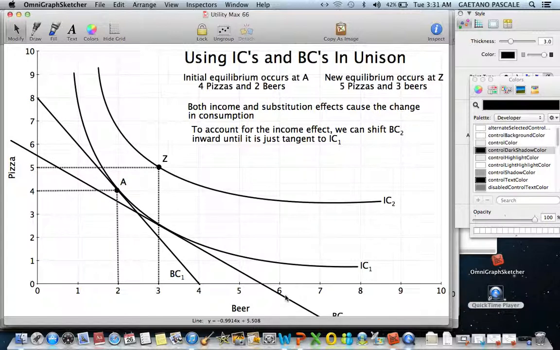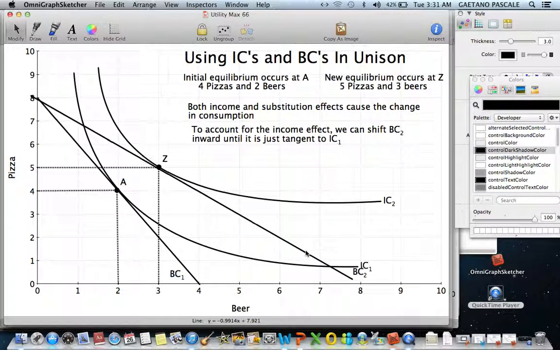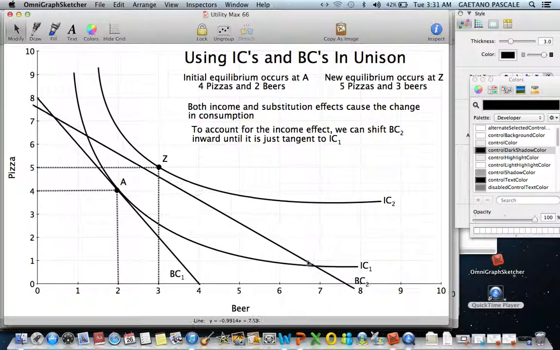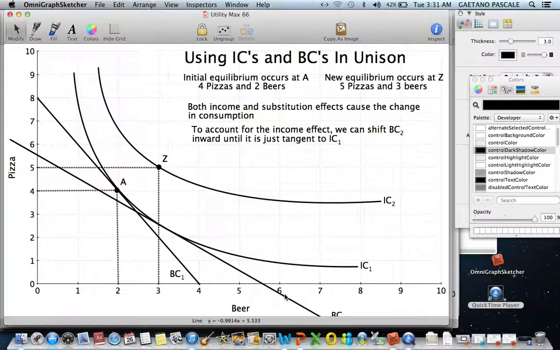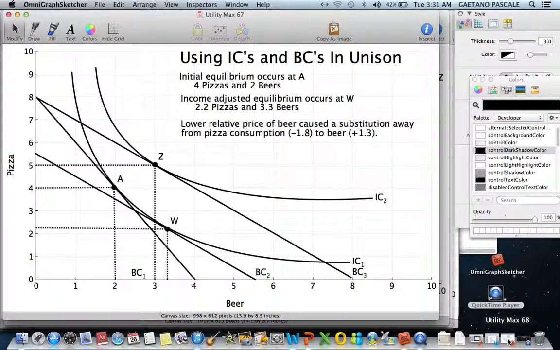Because remember what I told you, if there's an income change, you have a parallel shift of the budget constraint outward from the original budget constraint. To take that income effect out, if I want to take out the impact of income, I shift back inward in a parallel fashion to the original indifference curve, and that will take out the impact of income. So here is where we are right now. We are going to have to shift that budget constraint inward. And I did that. I shifted the budget constraint inward.